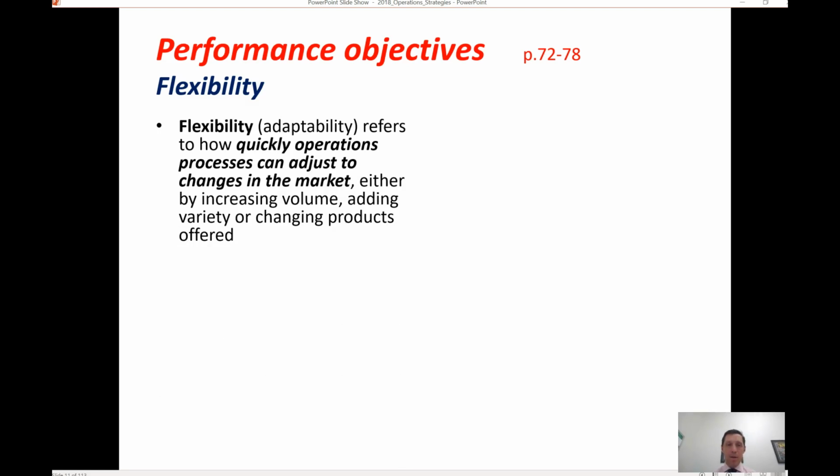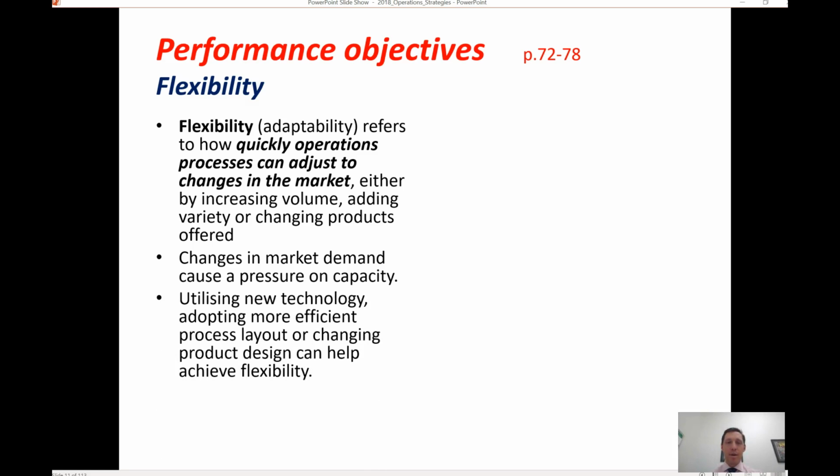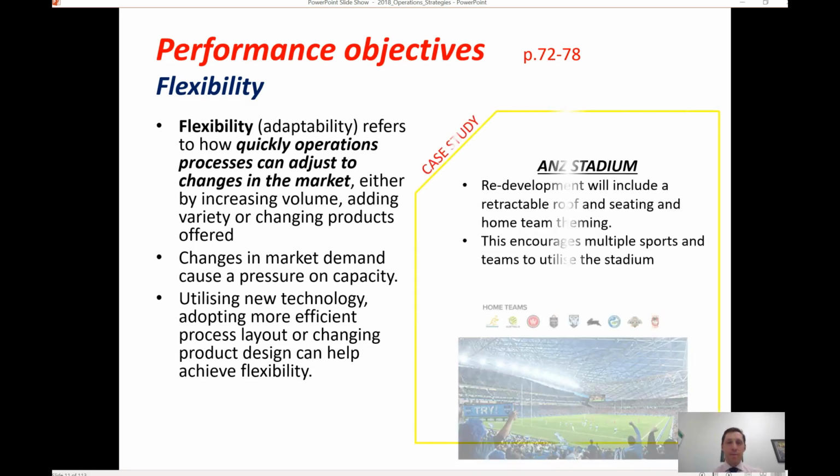Flexibility is how quickly operations processes can adjust to changes in the market by increasing volumes or adding variety. If there's a sudden rush on a particular product because it's become really trendy, how flexible is the operations process to be able to meet that increase in demand? Or for that matter, how quickly can we stop production because demand has reduced and interest in that particular product has dropped? Changes in market demand can cause pressure on capacity, i.e. the amount to produce. New technology might help to make the business more flexible and allow them to adopt a more efficient process layout or change product design. That might help with the flexibility.